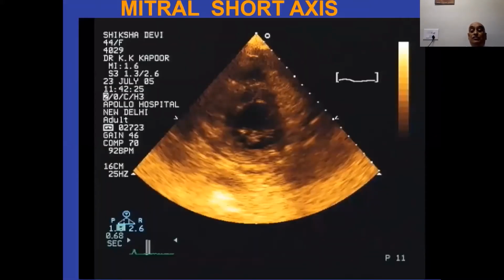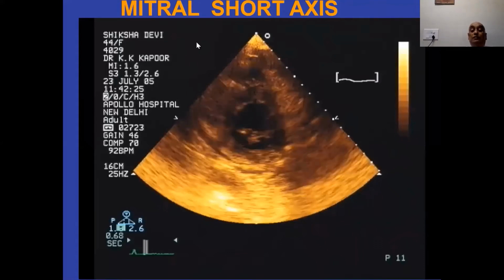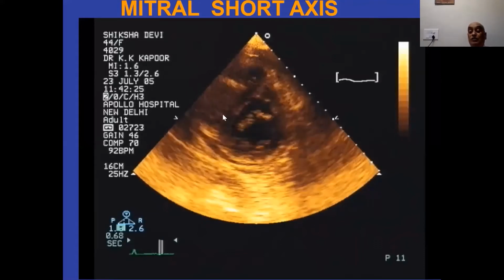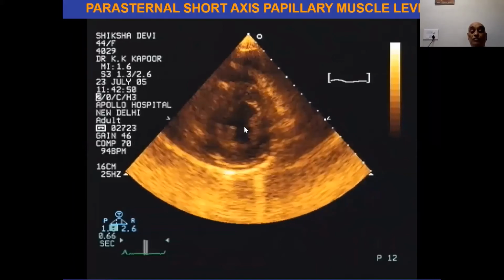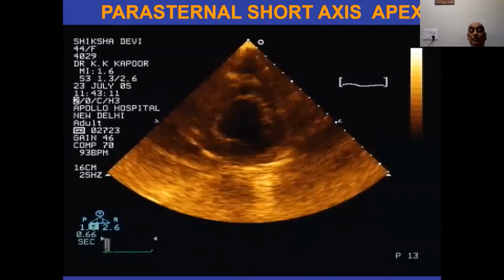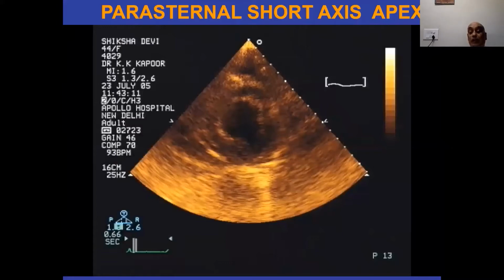So here you can see the short axis position at the level of the mitral valve. You can see the anterior leaflet, the posterior leaflet, the medial commissure, and the lateral commissure. It's a good view to take the mitral orifice area in the short axis position, and also a good view to look at the contractility of the basal segments of the left ventricle. Now this is at the level of the papillary muscles. You can see the moving clip here. And this is at the level of the apex.